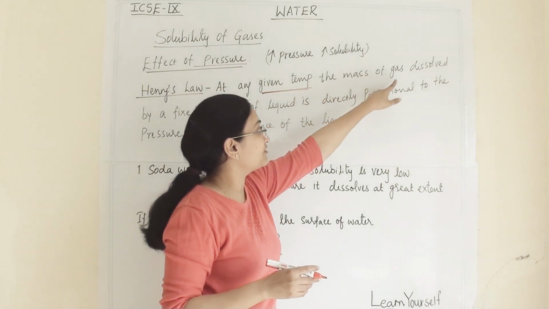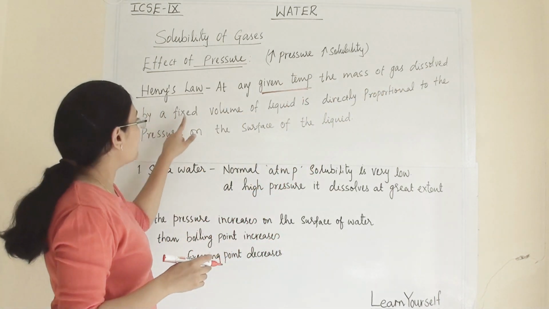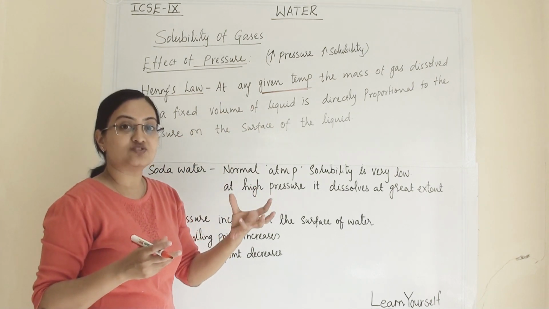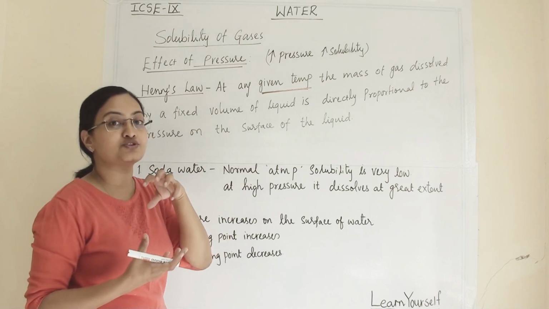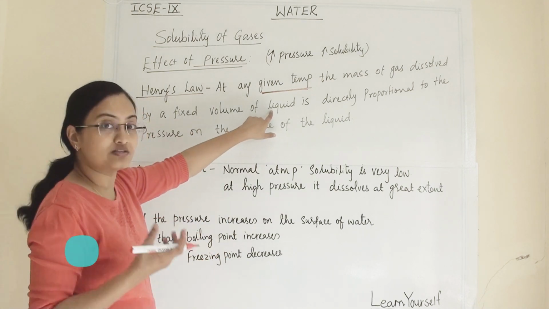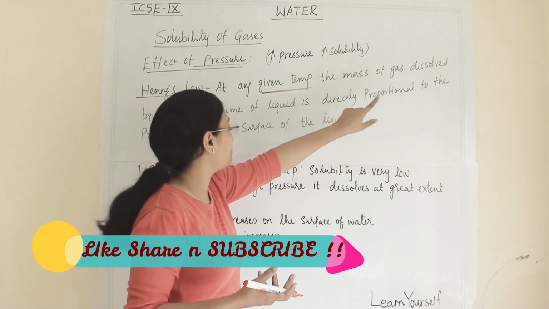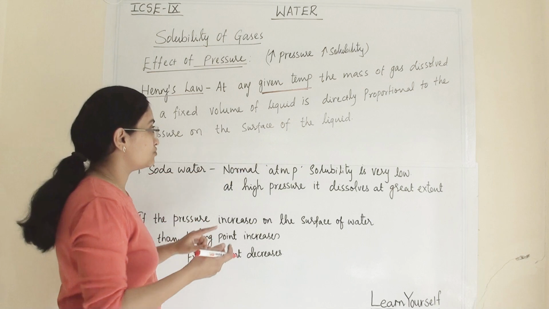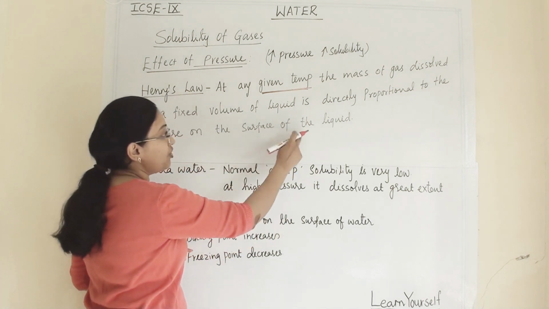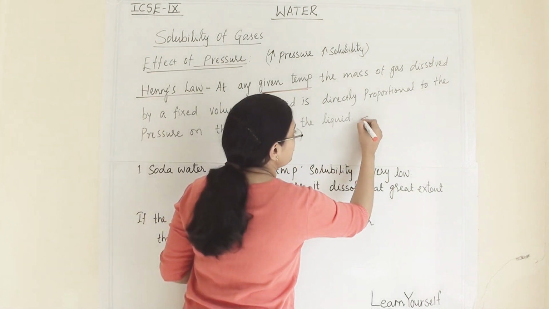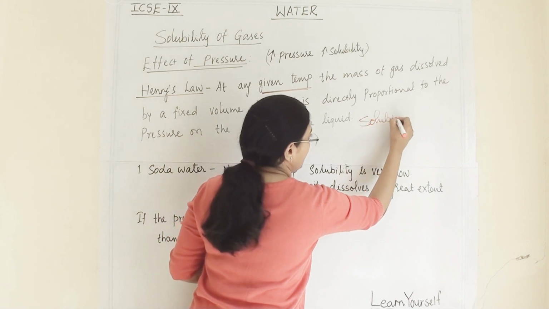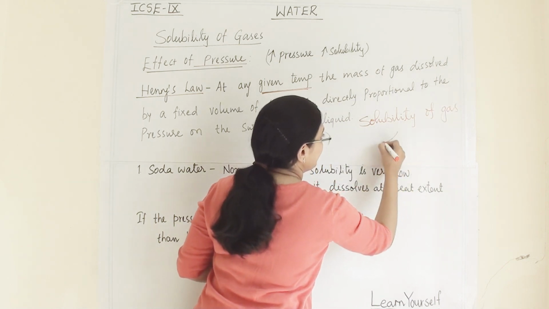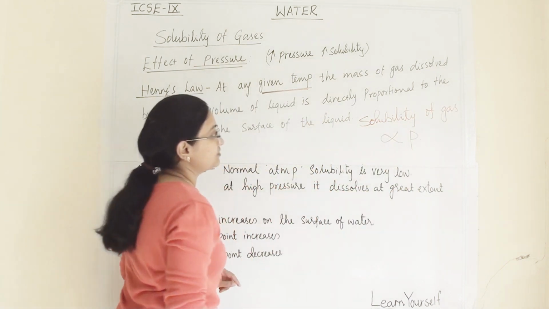The mass of gas dissolved by a fixed volume of liquid, that is, any particular mass of gas that will dissolve in a fixed mass of liquid or solvent, is directly proportional to the pressure on the surface of the liquid. The meaning of this sentence is that the solubility of a gas is directly proportional to pressure.